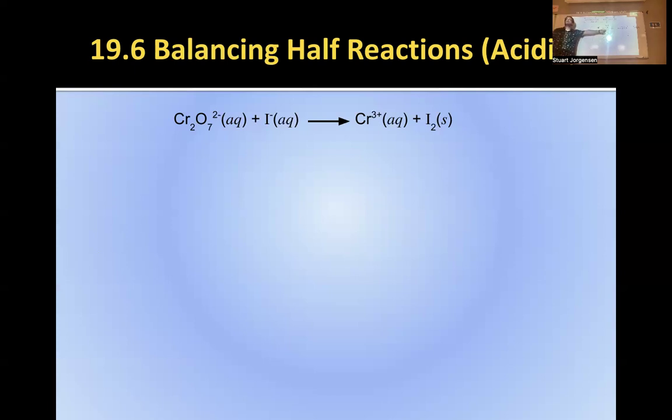To get rid of my O's. Yep. Cool. What's our next step? We got two balanced half reactions. Well, before we combine them, we got to multiply to get the electrons the same, because over here we're gaining 6 electrons, but we only lost 2. Multiplied by 3, this turns into 6I minus going to 3I2(s) plus 6 electrons.